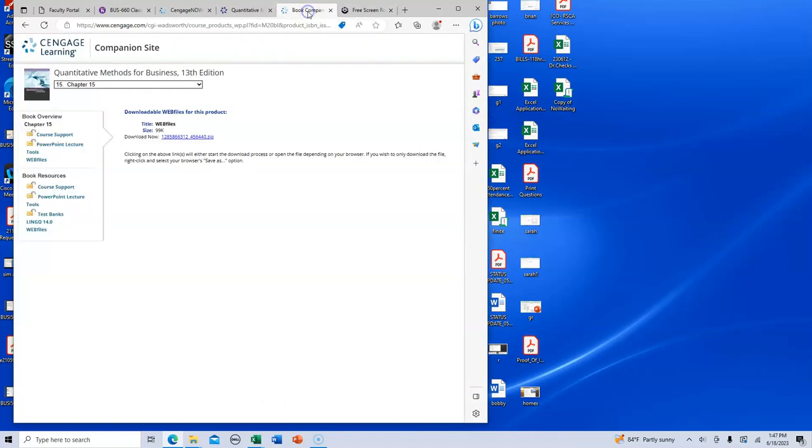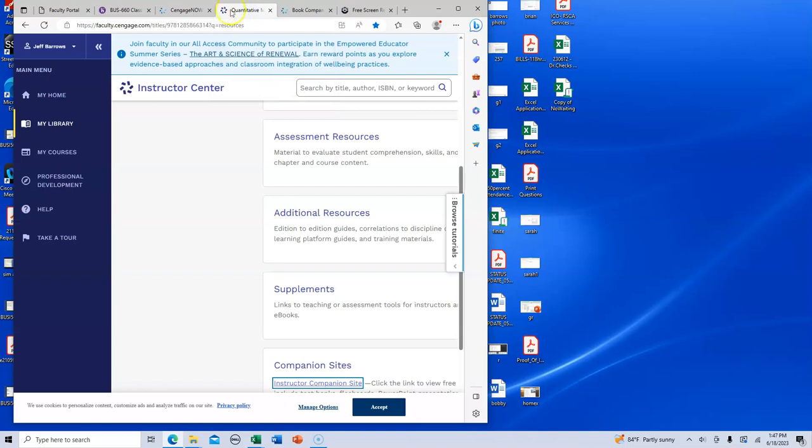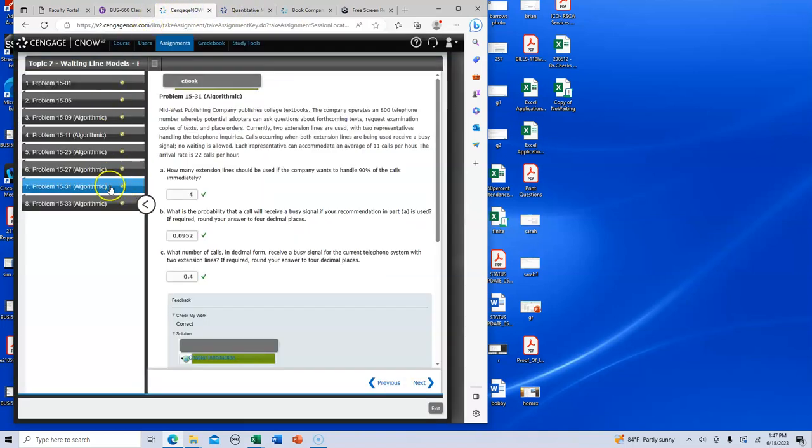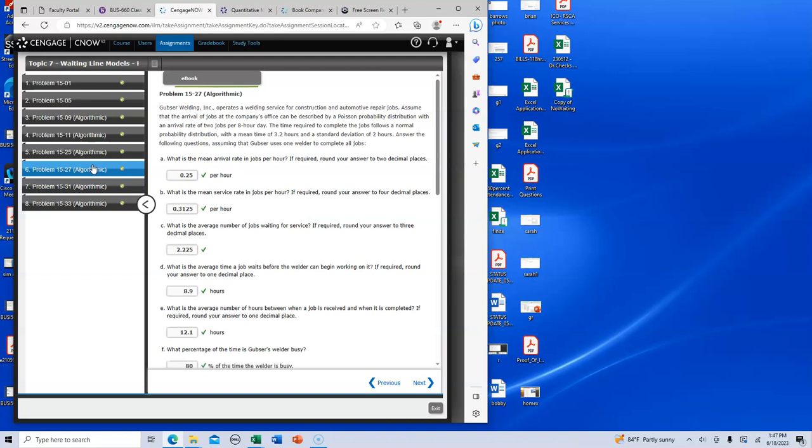So let me go back to a couple problems that I just picked out here for you. Yeah, this one here. So this is another algorithmic problem. Gubser Welding Incorporated operates a welding service for construction and automotive repair jobs. Assume that the arrival of jobs at the company's office can be described by a Poisson probability distribution with an arrival rate of 2 jobs per 8-hour day. The time required to complete the jobs follows a normal probability distribution with a mean time of 3.2 hours and a standard deviation of 2 hours.